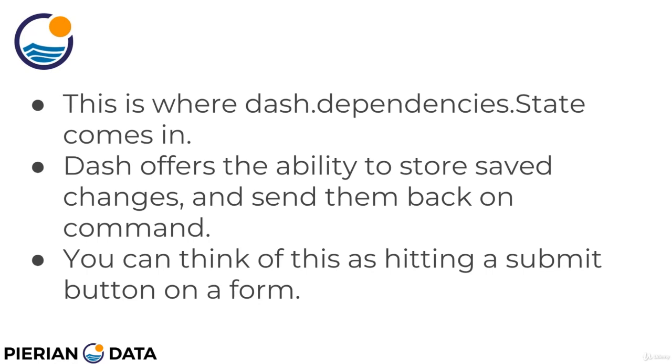Well, this is where dash.dependencies State comes in. So just like we imported Input and Output from dash.dependencies, we can also import State from dash.dependencies. Dash offers the ability to store saved changes and then send them back on command. You can think of this as analogous to hitting a submit button on a form. You first fill out all the information on the form, and then you hit submit in order to update something. Your information doesn't get updated as you fill out the actual form. It's only upon hitting submit that the state gets called.